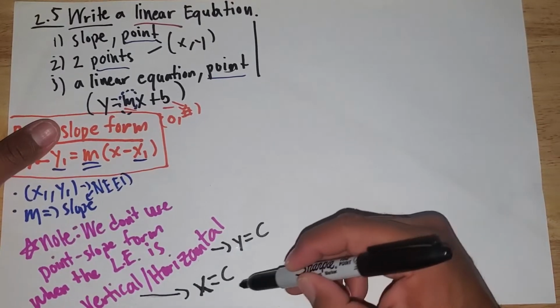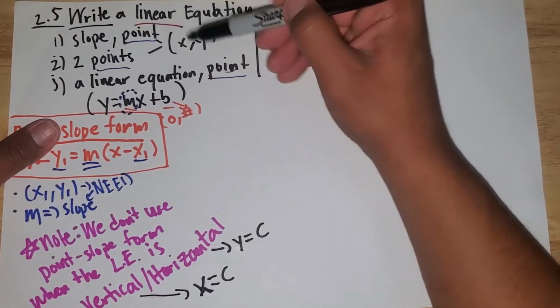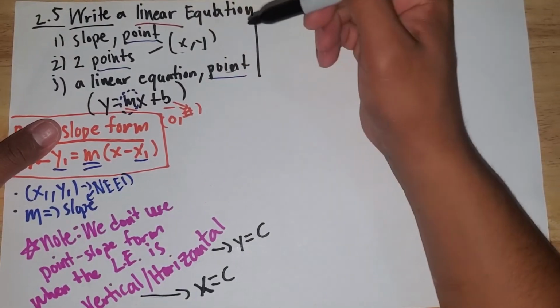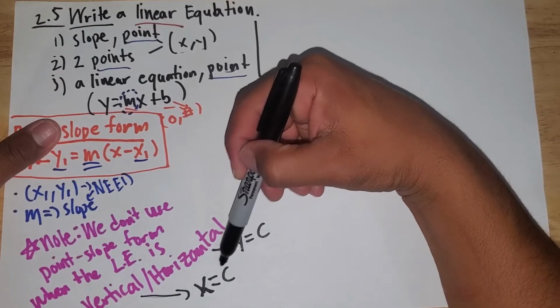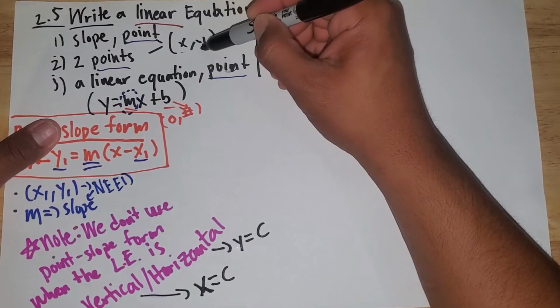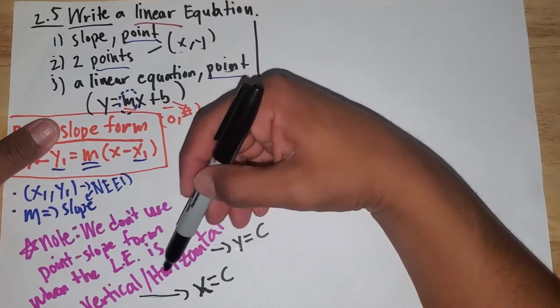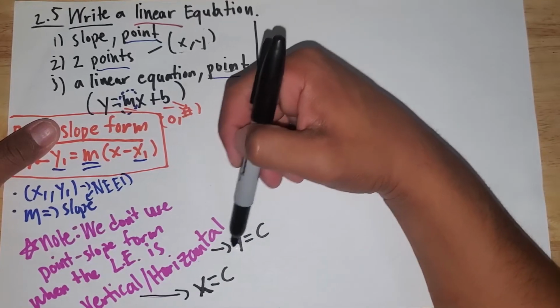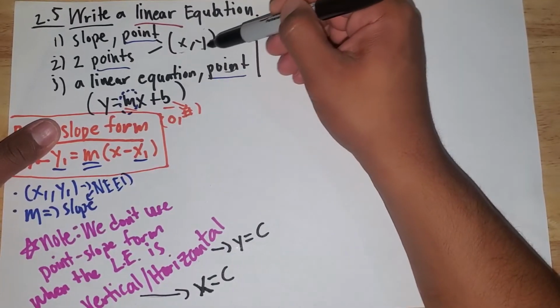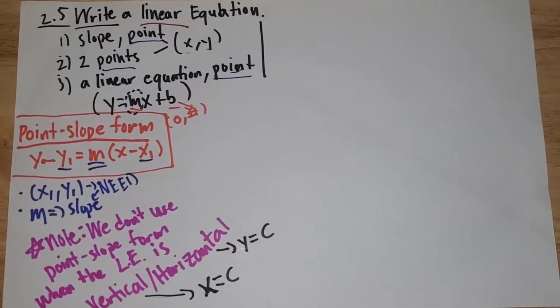So we'll use the point, and look, the point has an x and a y. The constant that the vertical line is going to be equal to is the x coordinate of that point. For the horizontal line, the constant for y to make a horizontal line will just be the y coordinate. And I'll show you examples of what I mean. But this is the overall gist of what this section is about.